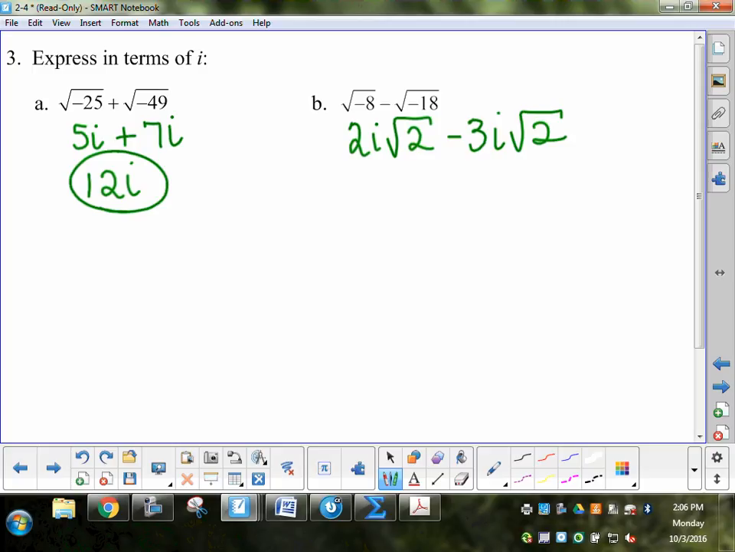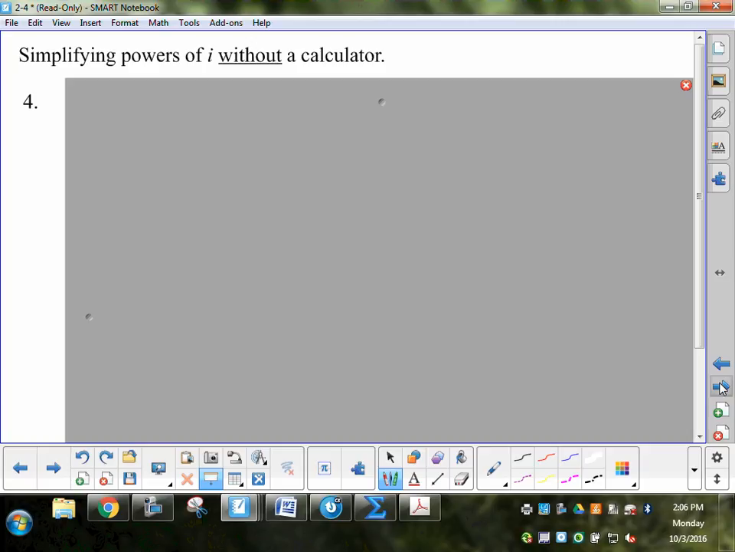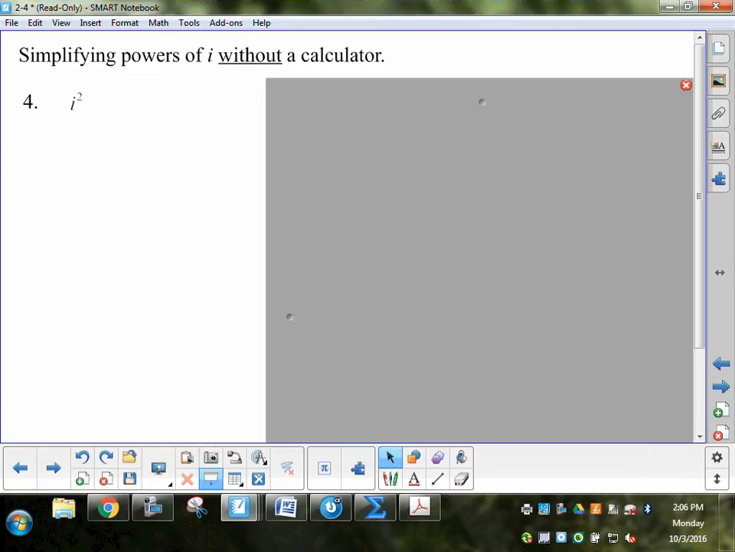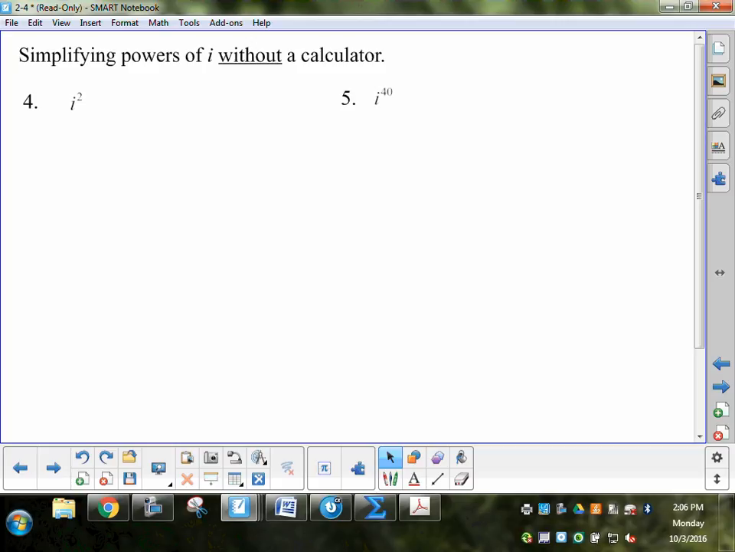Yeah. 2 minus 3 gives you negative 1, so negative 1i radical 2. Questions on that? Next one up, we need to simplify using these powers. Now I hope, based on the work that you told me before, that these are so fast for you.